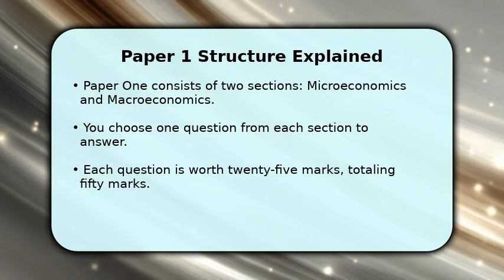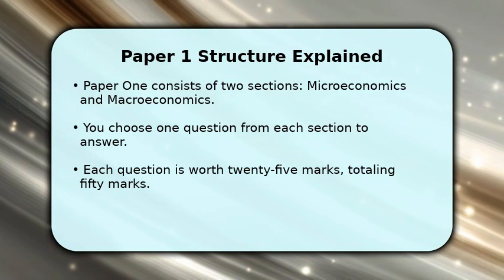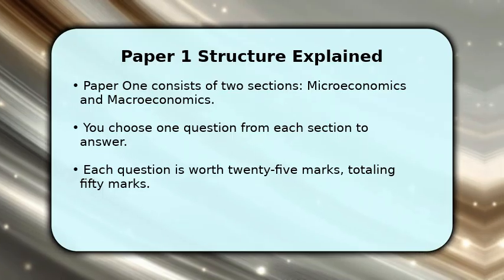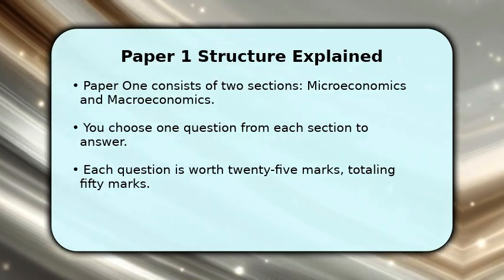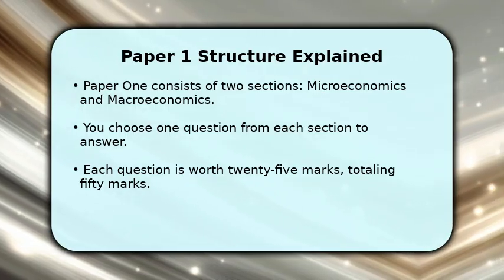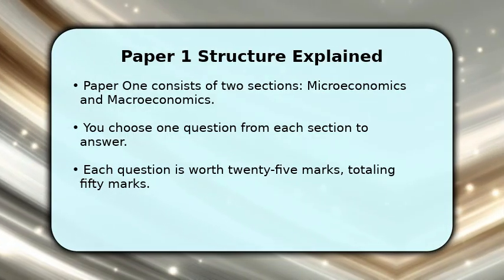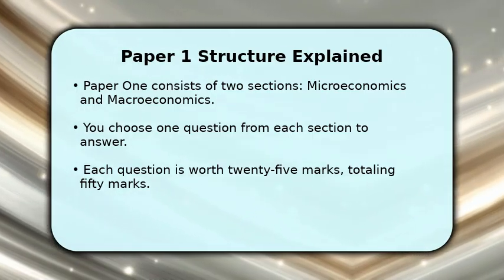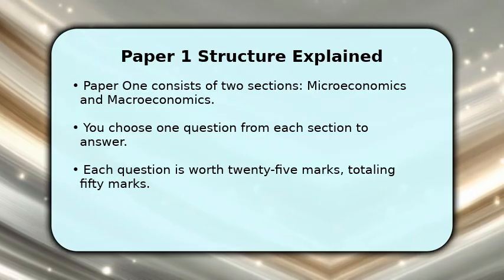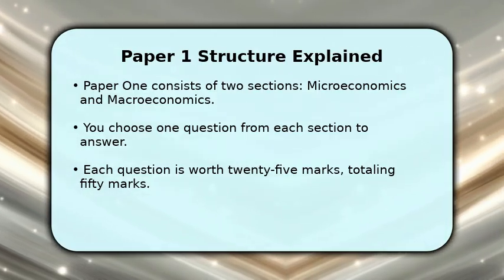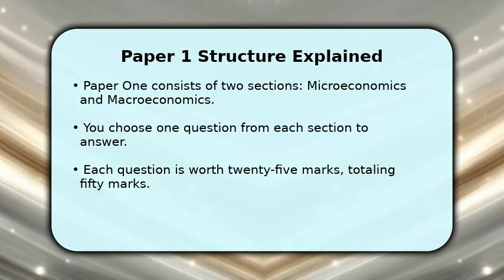Paper 1 is divided into two distinct sections, microeconomics and macroeconomics. You are required to select and answer one question from each section, making a total of 2 essays. Each essay is weighted at 25 marks, contributing to a total of 50 marks for the entire paper. It's crucial to manage your time effectively, aiming to spend around 45 minutes on each essay to ensure comprehensive answers.